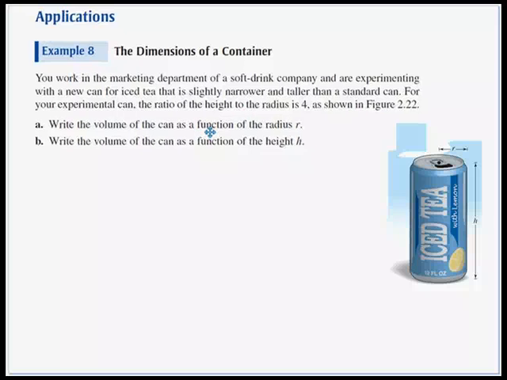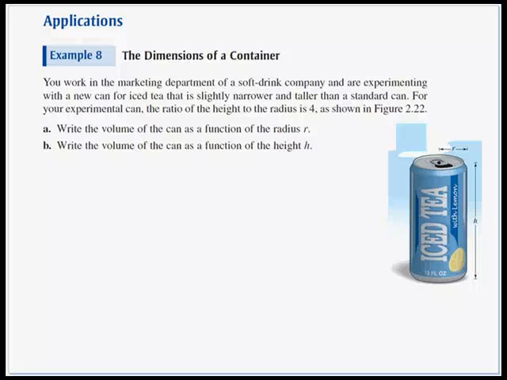So let's see here. We have to take into account this: the ratio of the height to the radius is 4. So if we have the radius, how do we get the height? Well, the radius is a little shorter, so we have to multiply the radius by 4. 4 times the radius is equal to the height.